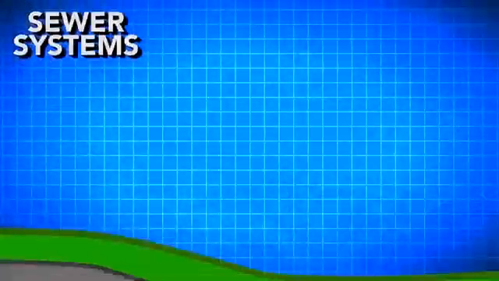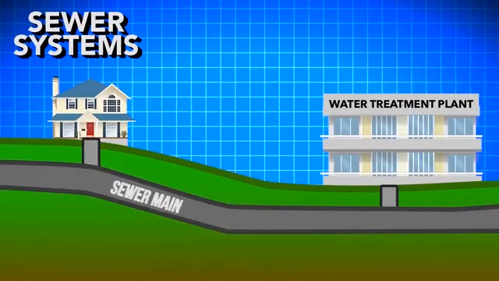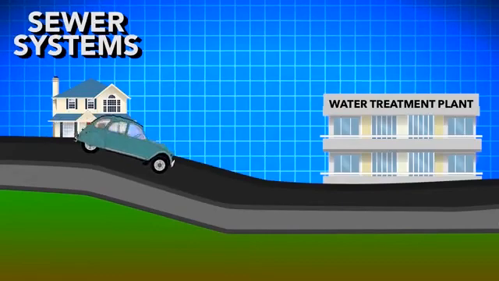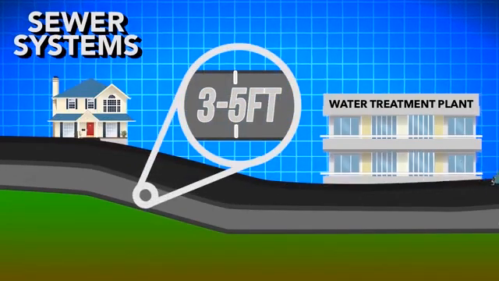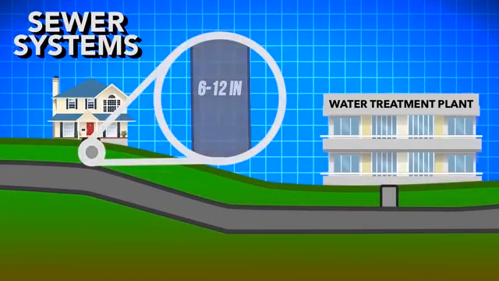In an ideal sewer system, pipes from each house or building flow into a sewer main that usually runs alongside a road or underneath one. The sewer main in a large area is usually 3 to 5 feet in diameter, with pipes from each house being about 6 to 12 inches in diameter on average.